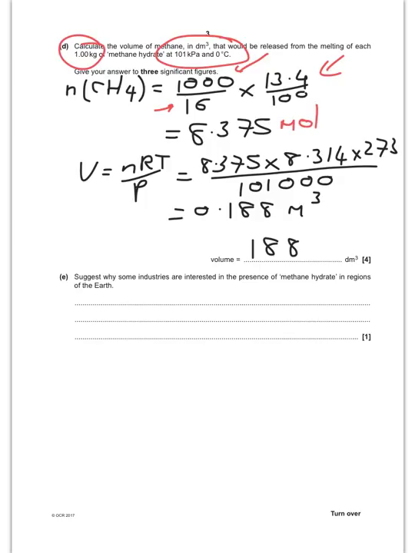Then you just bung that into the ideal gas equation, remembering to convert temperature to Kelvin, so that becomes 273 Kelvin, and that gives you 0.188 meters cubed. You have to times that by 1,000 to get it into decimeters cubed, so 188 decimeters cubed. Why do you think some industries are interested in this? Well, obviously you can use that methane as a fuel.